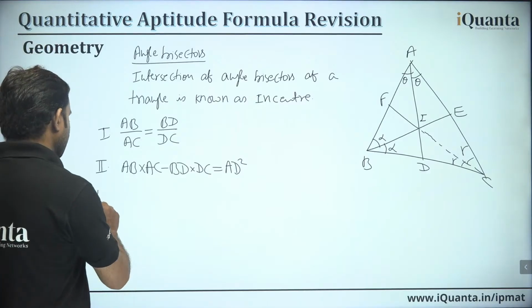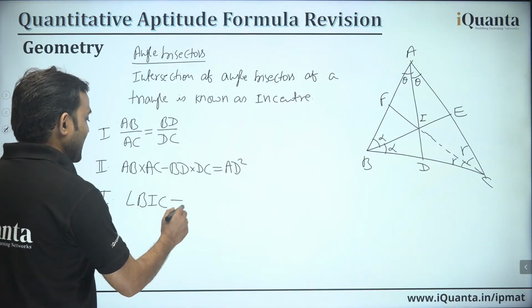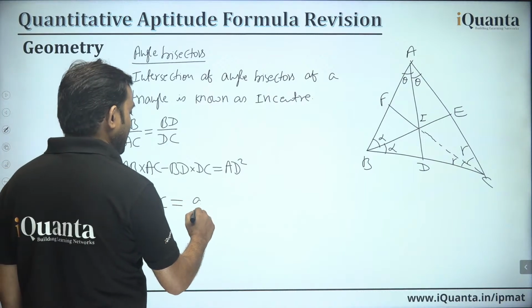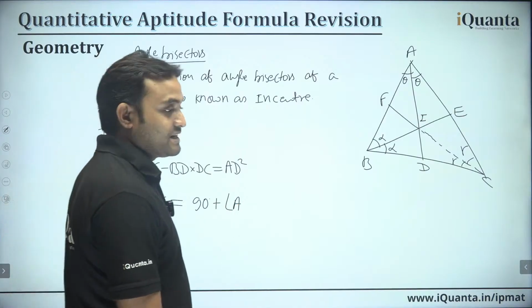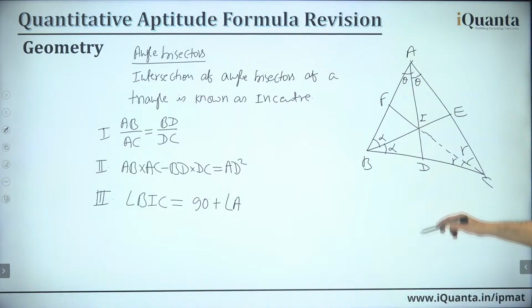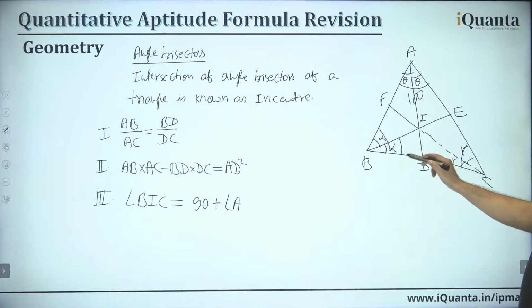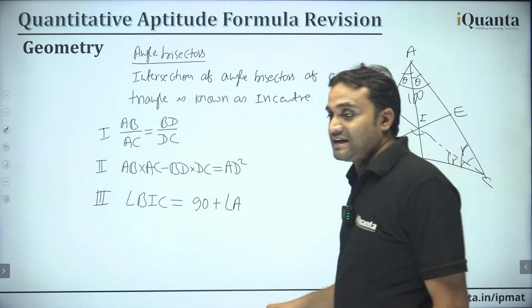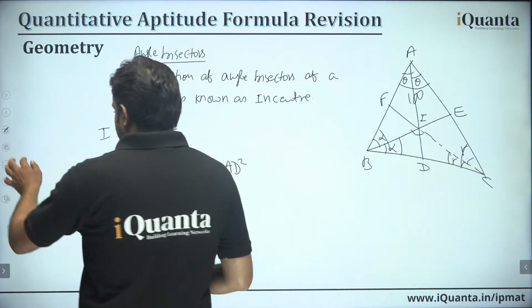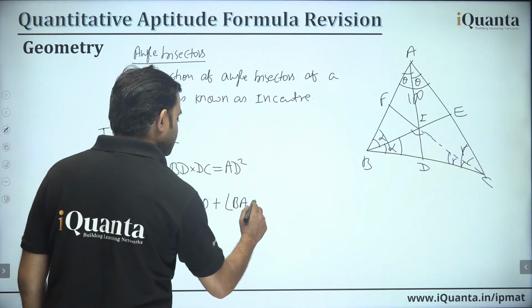And apart from this, the third one is angle BIC. This angle BIC is equal to 90 degrees plus half of angle A. Look, if this angle is 100 degrees, then the sum of these two will be 80 degrees, so the remaining two halves together will be 40 degrees. So this will be 180 minus 40, which is 140. So 90 plus angle A. Angle A means angle BAC. So let me write it clearly as angle BAC.